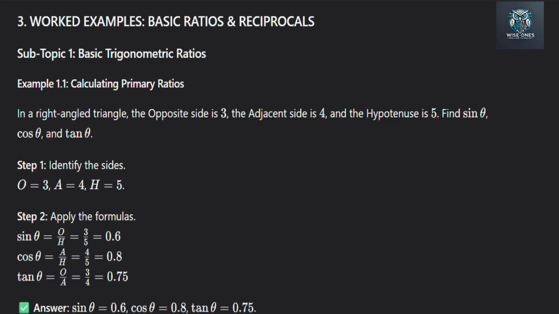Step 1, identify the sides. Opposite equals 3. Adjacent equals 4. Hypotenuse equals 5. This is a classic 3-4-5 triangle. You will see this often.